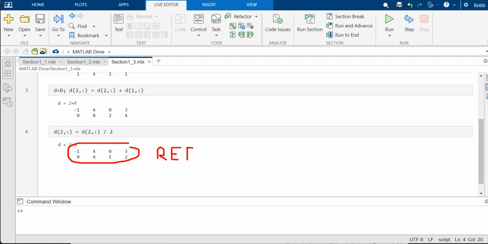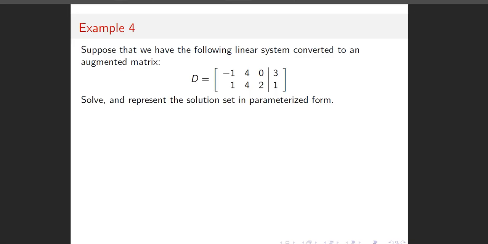And so now it's time to back substitute, right? Once I reduce to REF, I can solve. I don't have to go all the way to RREF. I can solve these by going to REF and using back substitution. Okay, so let's take a look.